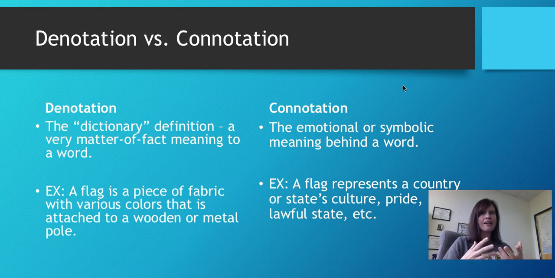The connotation, though, is the emotional or symbolic meaning behind that word. And with a flag, depending on what country you're from or what club or organization, that can mean a variety of different things to different people. And that's where the connotation comes in. It's the emotional attachment that we give words, not just the definition. Right?